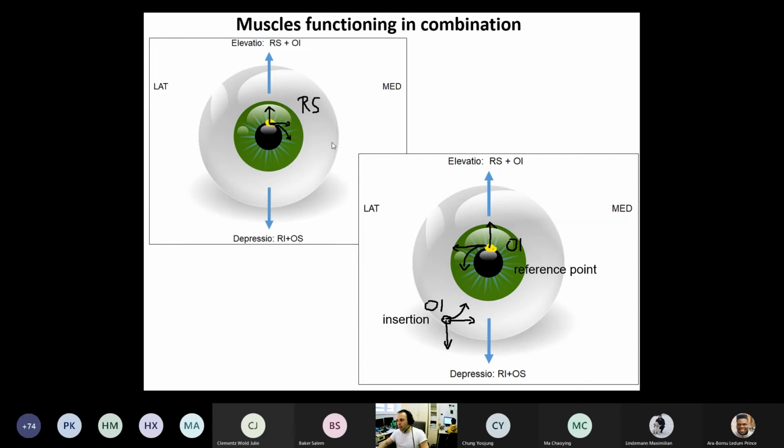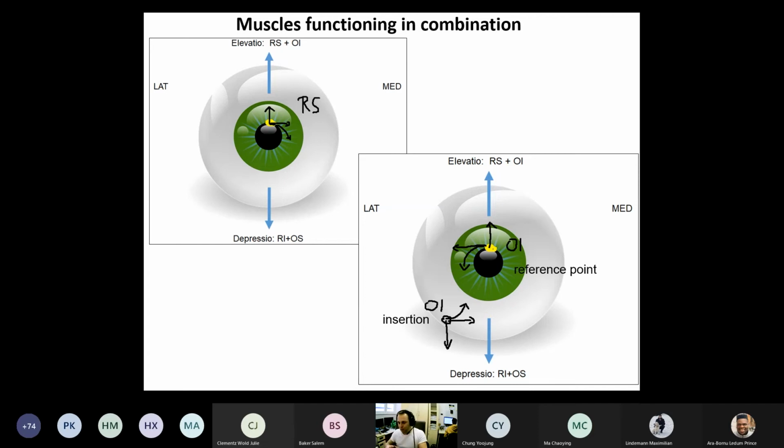If you put these arrows to these, then you see that the main direction of the movement is the same. So these facilitate each other, okay? So a stronger elevation, and the others cancel each other out. The abduction of the inferior oblique muscle is canceling the adduction of the rectus superior. And the same thing with the rotations. The lateral rotation of the inferior oblique will cancel out the medial rotation of the superior rectus.